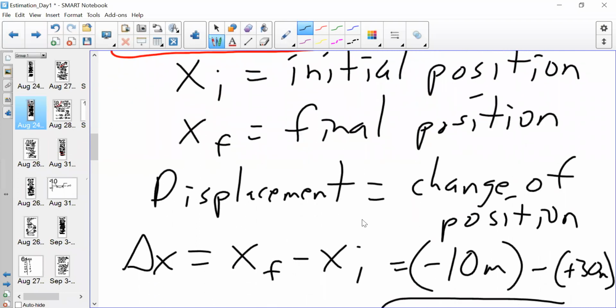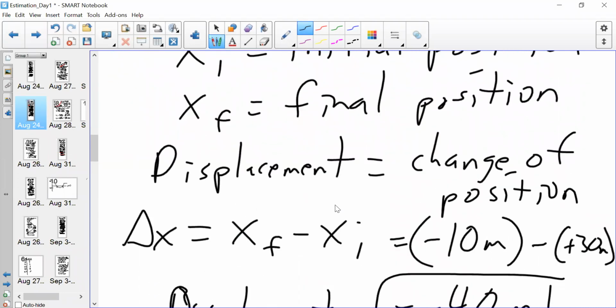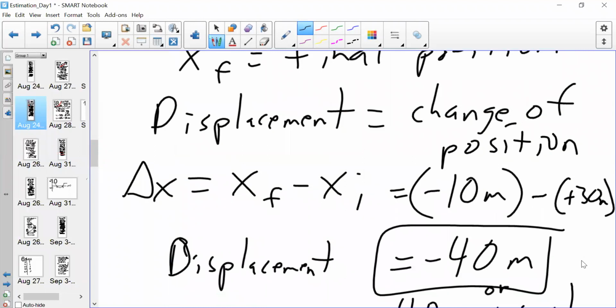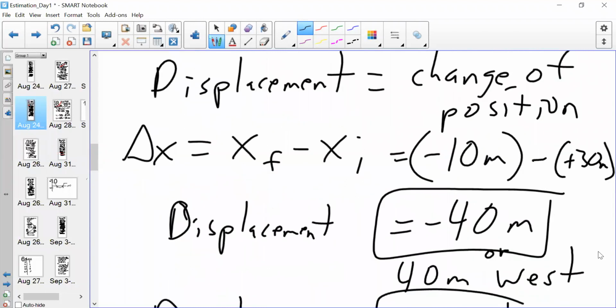So displacement is a change of position. Here is the definition. Here is the equation for displacement. Delta x is going to represent our displacement. Delta x is final position minus initial position. As we saw above, my final position is minus 10. That's my actual whole position, my location at the end. Subtract my position at the beginning, which is plus 30. So negative 10 minus 30 is minus 40. That means that I have traveled 40 meters to the west.